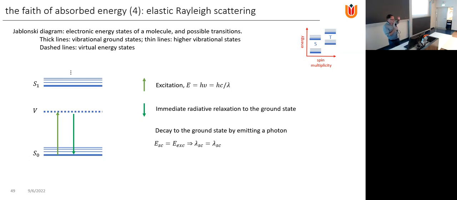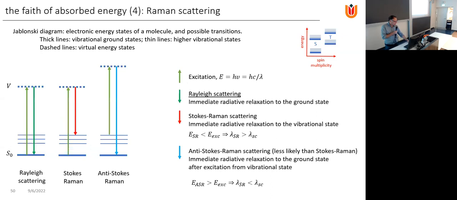So it's a very rapid sequence of absorption and emission. The only effect of that can be that the new photon has a different direction than the incoming photon, and that's why we call it scattering. It's a change of direction. But the energies and the wavelengths of the two photons are the same.